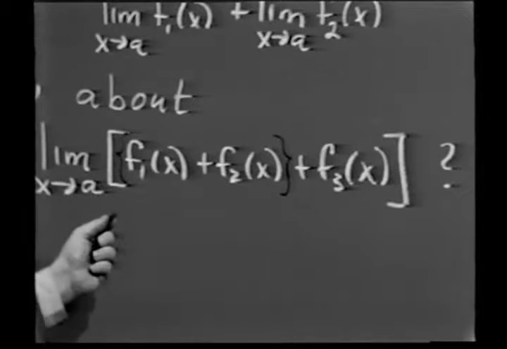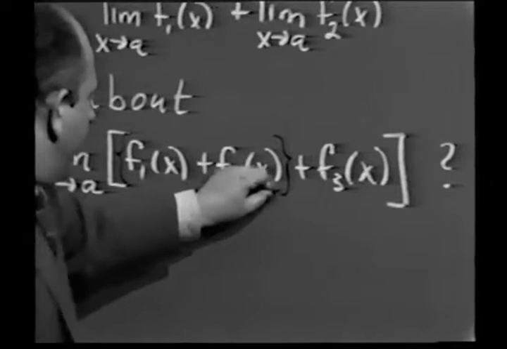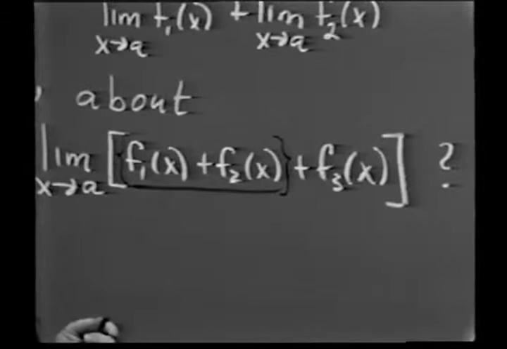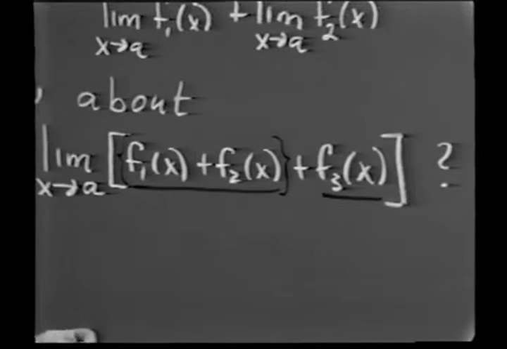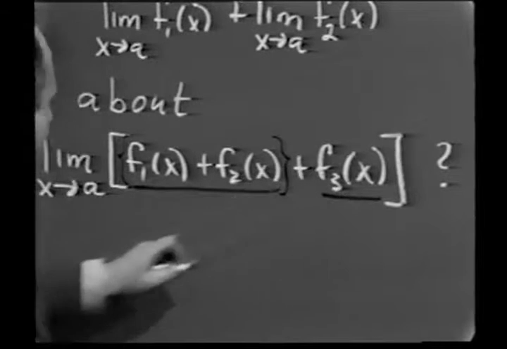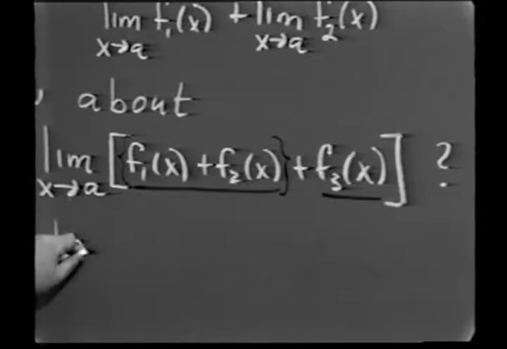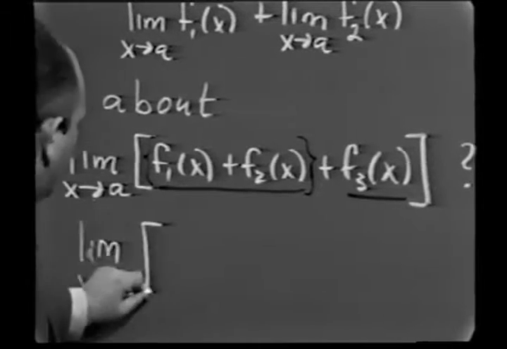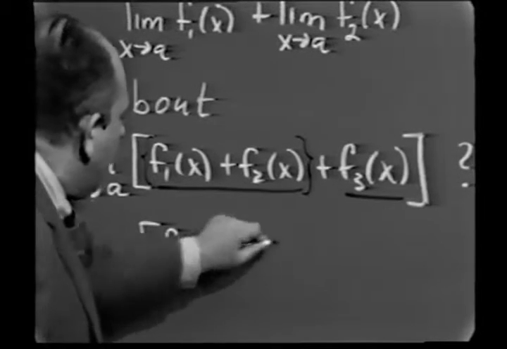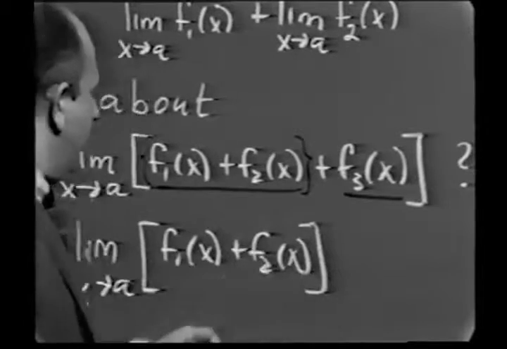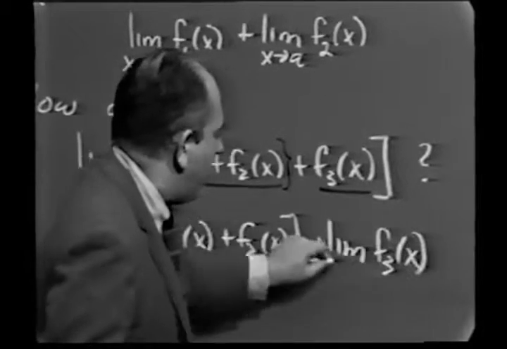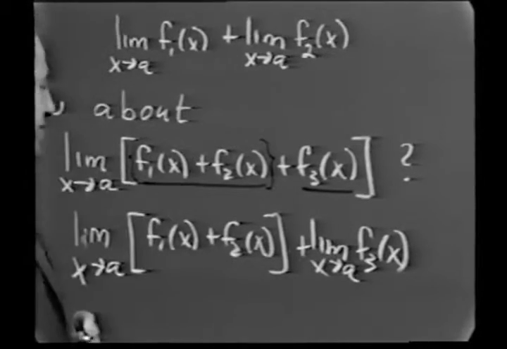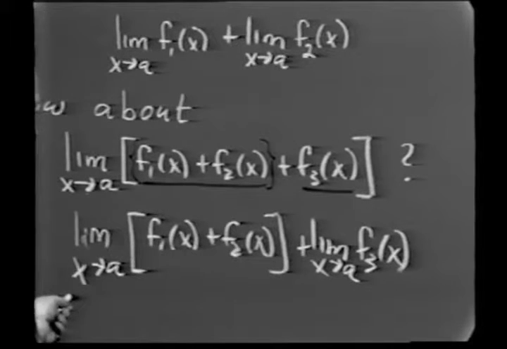Now you see we've reduced our problem to the sum of two functions, namely f1 of x plus f2 of x being one of our functions, f3 of x being another of our functions. We know now what? That the limit of a sum is the sum of the limits if we have two functions. You see, this is what? The limit as x approaches a of f1 of x plus f2 of x, plus the limit as x approaches a of f3 of x. But now look what's in this expression over here. This is now what? The limit of the sum of two functions.